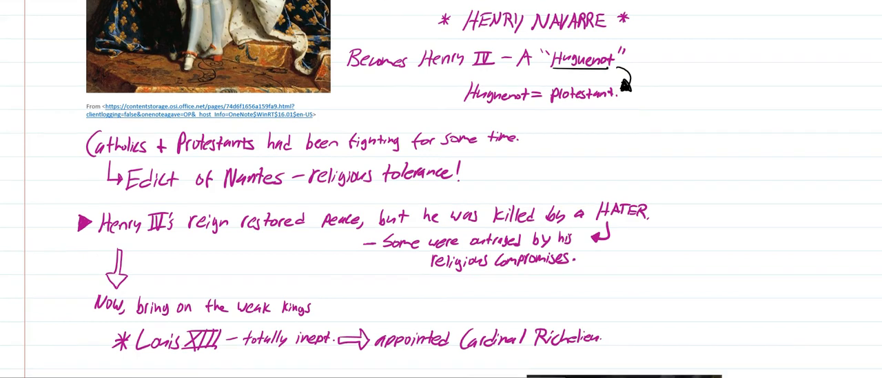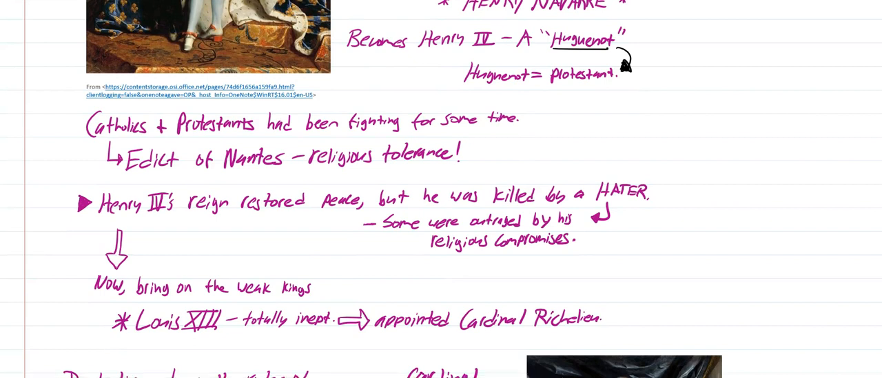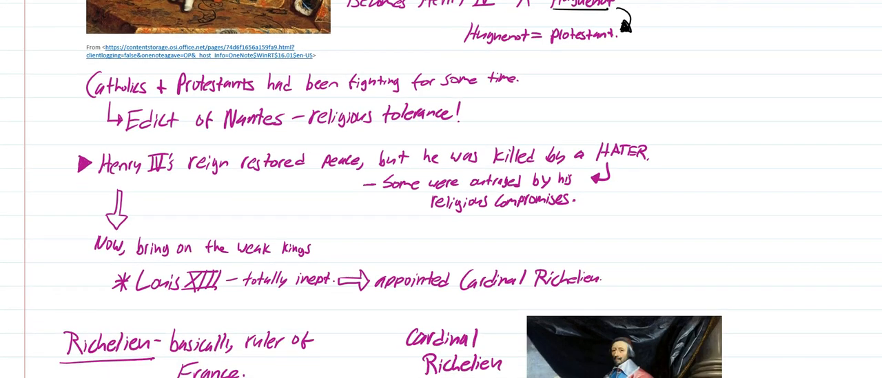And so Henry IV's reign did restore peace, but he was killed by a hater. Obviously some of his policies, like the Edict of Nantes, were very outrageous, and people didn't like his religious compromises, is what they saw it as. It's also important to note that Henry of Navarre made religious compromises in both directions. He truly was trying to do what was best for the collective benefit of all of his subjects.